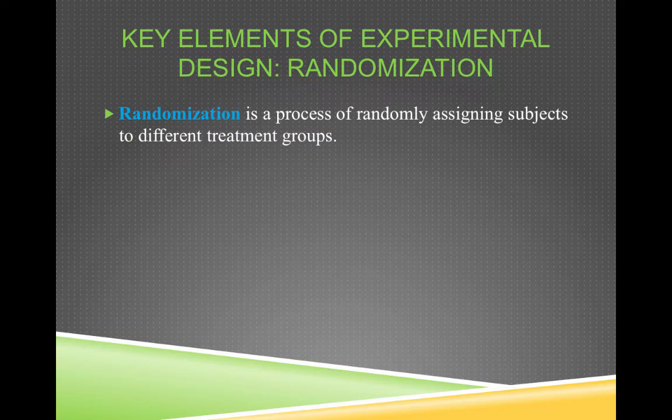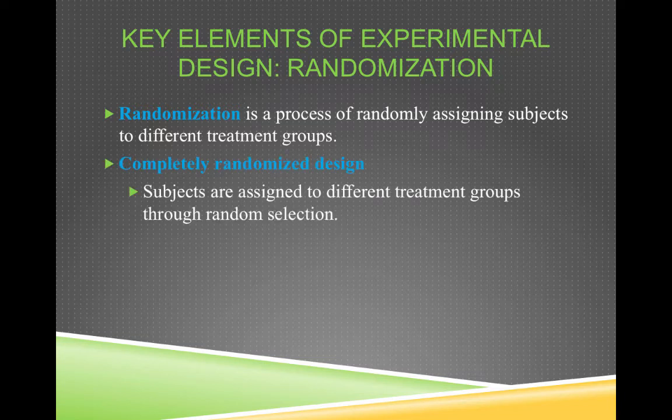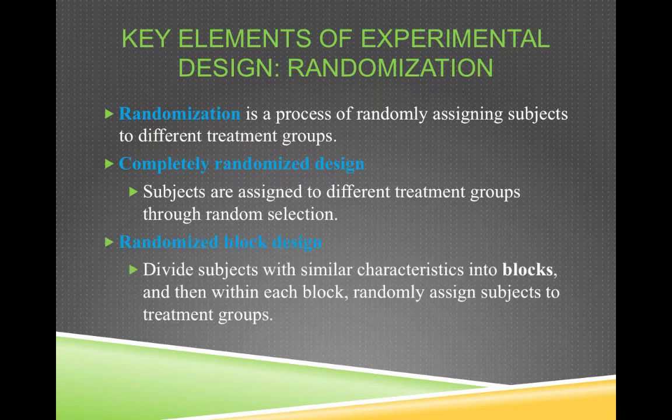All right, let's talk about randomization. So we've talked about control and how we need to control for confounding variables and how we need to control for the placebo effect. All right, so now with randomization, this is a process of randomly assigning subjects to different treatment groups. Okay, random is a big word in statistics. Okay, so let's talk about what is a completely randomized design. This is where subjects are assigned to different treatment groups through random selection. Okay, a lot of times we'll use randomly generated numbers to do this, to assign subjects to different treatment groups.